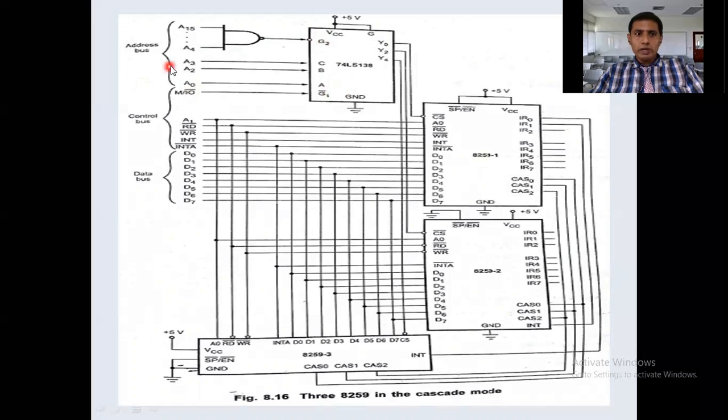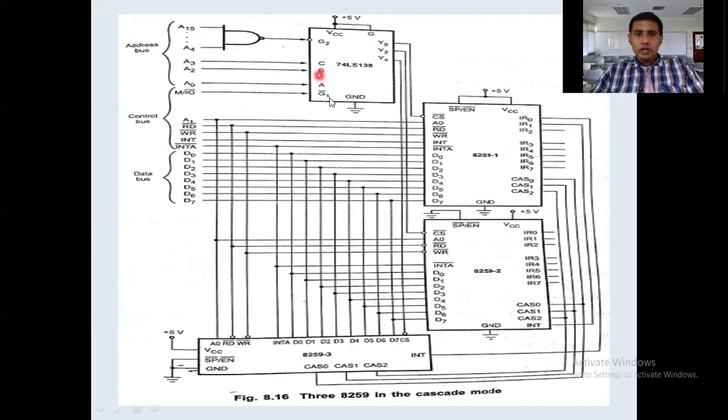Now here G2 bar is activated by connecting A4 to A15. Remember, it is G2 bar. Now A4 to A15 all are ones, then the output of the NAND is 0. 0 is given to G2 bar, then it will activate. Like that we are activating G2 bar, G and G1 bar. So whenever these three are activating, then this decoder generates 8 outputs, Y0 to Y7. But here how many external peripherals are available? 3. So 3 are enough. That's why he considered Y0, Y2 and Y4. So Y0 is connected to CS bar of the first one, Y2 is connected to CS bar of the second one, and Y4 is connected to CS bar of the third one. Like that there are three 8259s, 8259 1, 2 and 3.